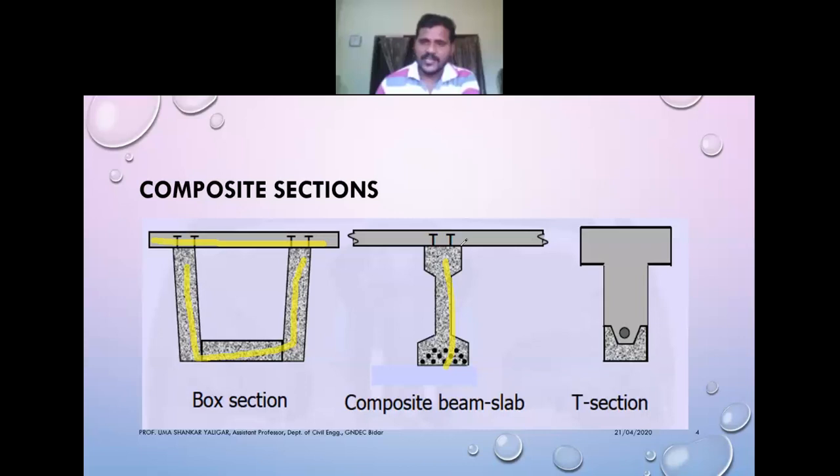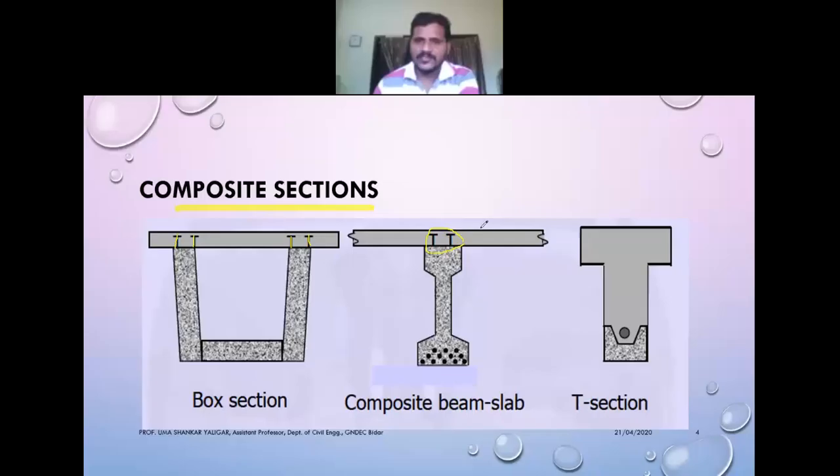Here you can observe these are called shear ties. The shear ties transfer the shear to the bottom connection. That's why these are normally called shear connections. Practically, we provide this type of connection just by using stirrups, with some extra reinforcement. We will see that practically in the figure in the upcoming slide. These are some examples of composite sections.